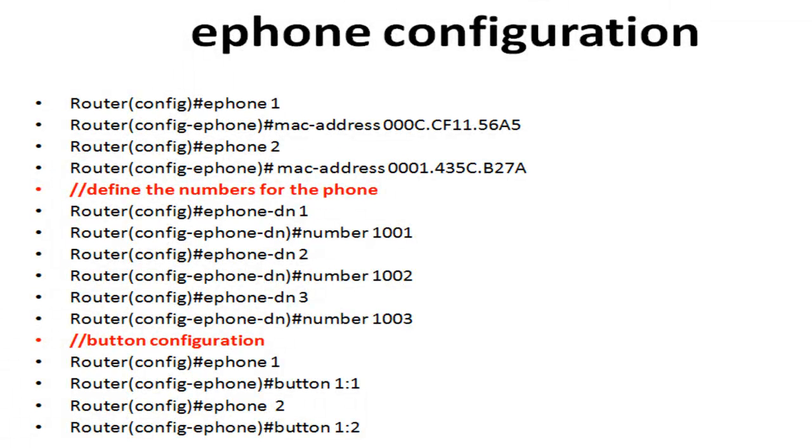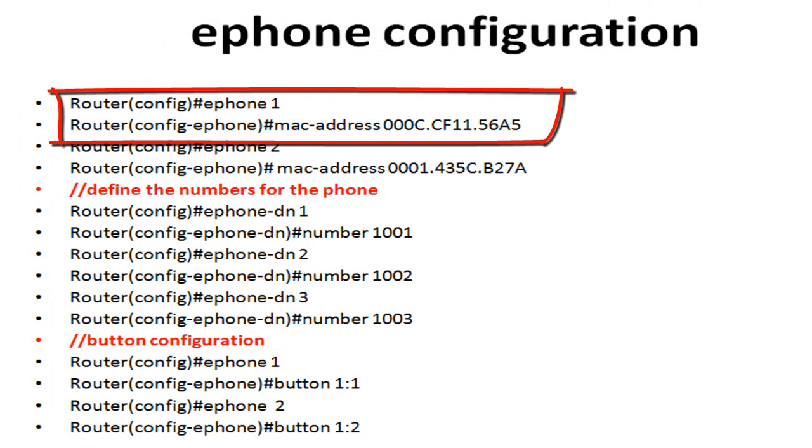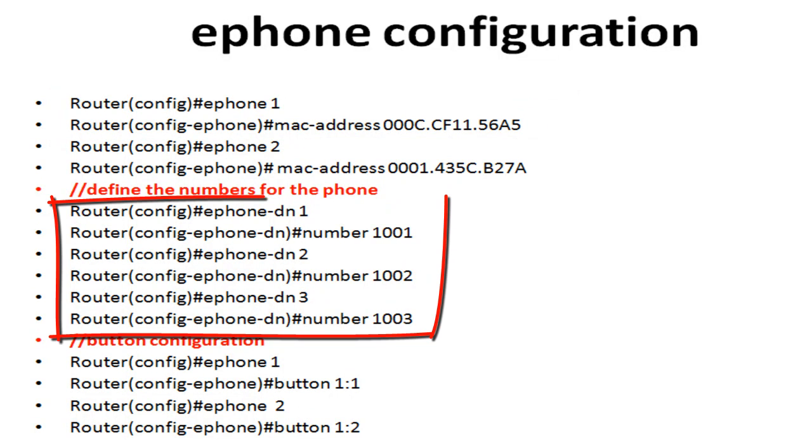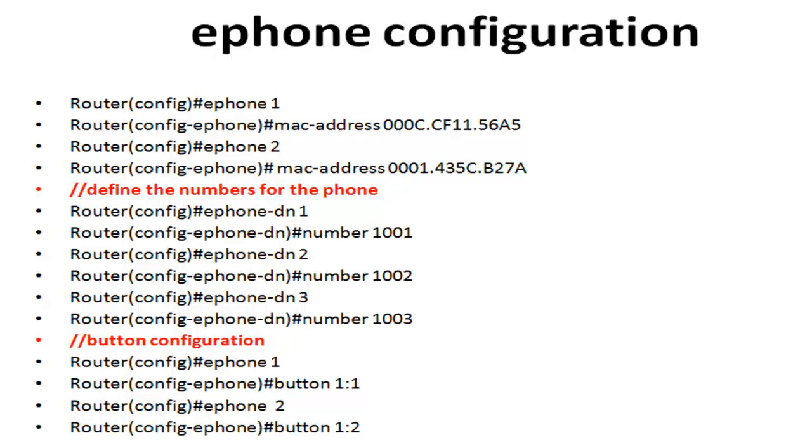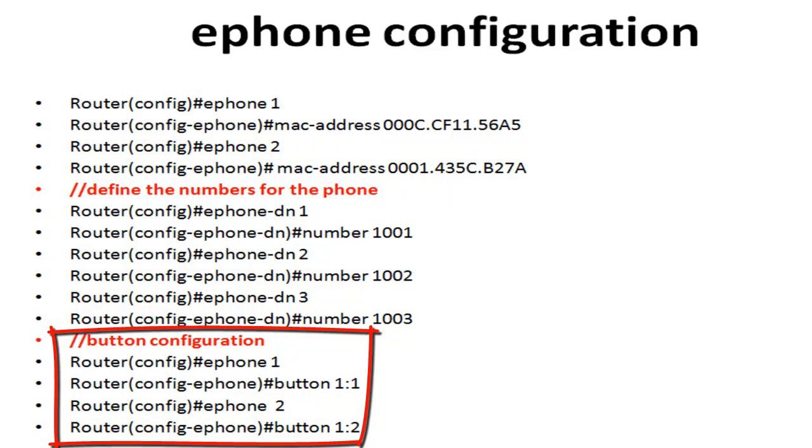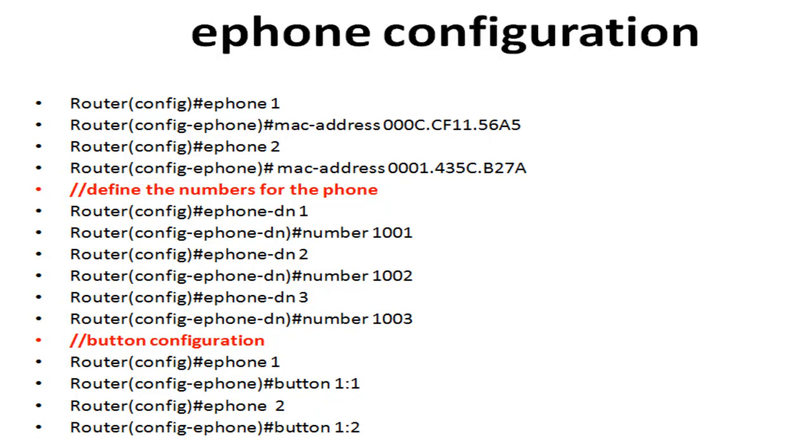Finally, we come to the ephone configuration. First, we register the phone using the ephone command by linking that ephone to the MAC address, as you see up here. And we define the number for the phone, the directory number, as you see up here. And finally, we come to the button configuration, so the IP phone can get its extension number from the CME. I hope you guys know that.